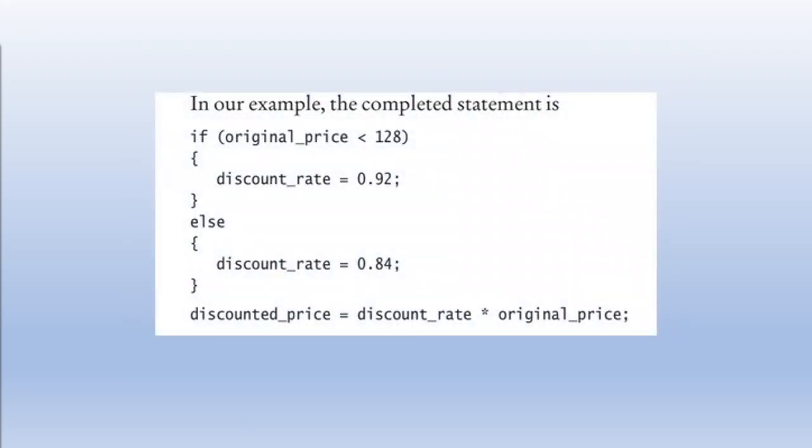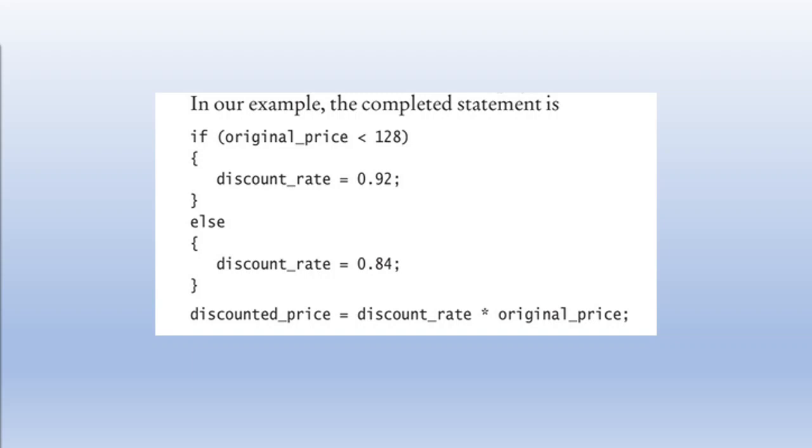In this particular example, the completed statement would look like this. If the original price is less than $128, then the discount rate will be set to 0.92. If original price is greater than or equal to $128, then our if statement would be false. We would jump over our if statement and enter an else statement directly following it, set the discount rate to a different rate, and then exit our if-else block.